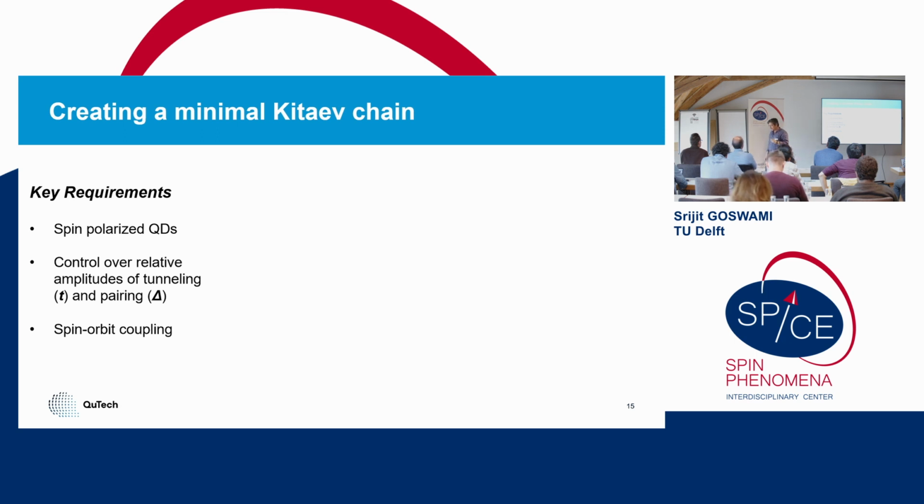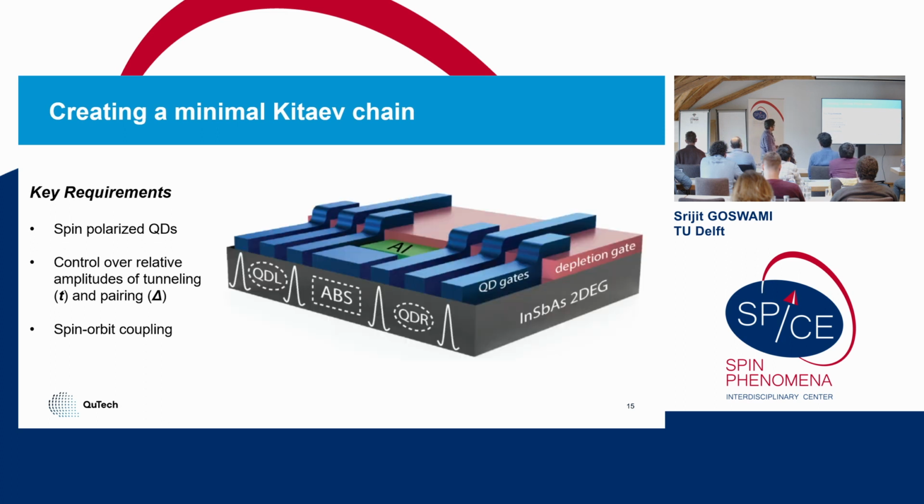I won't go into detail. I glossed over the fact that the Kitaev model actually assumes a p-wave pairing. So you have to have some kind of non-spin conserving processes, and the spin-orbit coupling is the thing that allows you to have this. But we can discuss it later. But these are the three main things that you need.